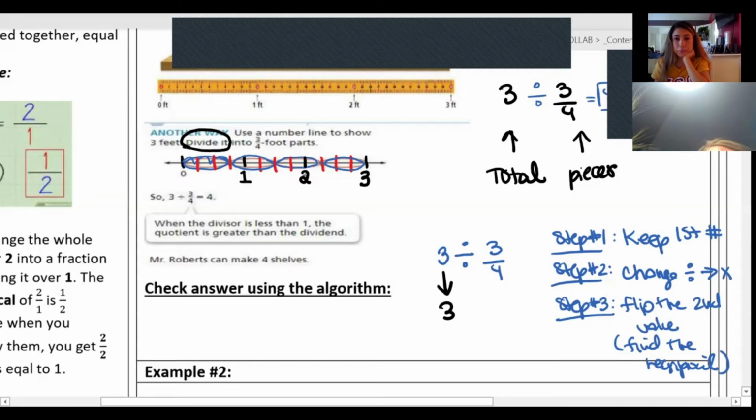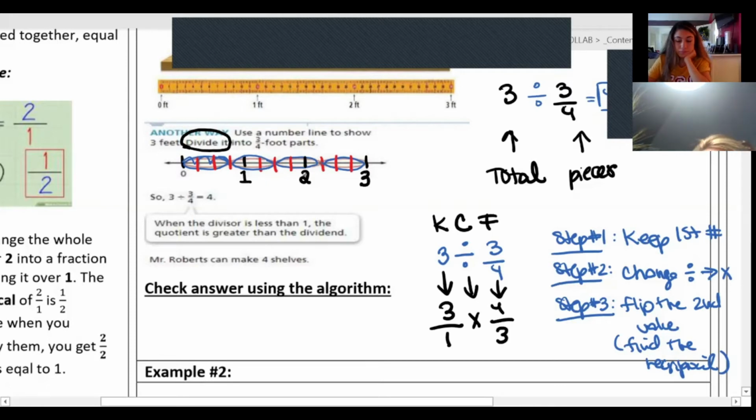What is our rule when you have a whole number? Every whole number, anytime you're multiplying or dividing, you always want to turn that into an improper fraction by adding a 1 on the very bottom, turning it into a fraction. Then you're going to change that division sign to multiplication, and then you're going to flip it. So keep, change, flip that second number, find the reciprocal. So 3/4 turns into 4/3.